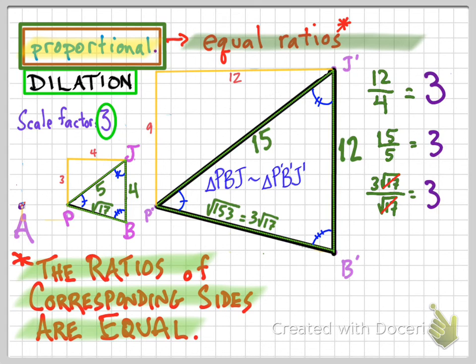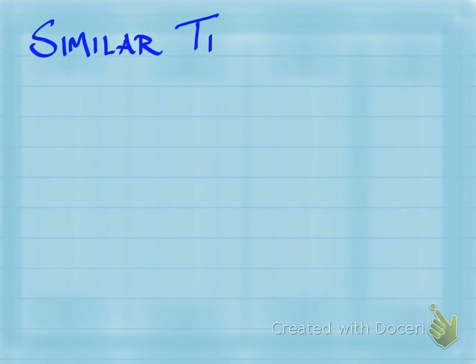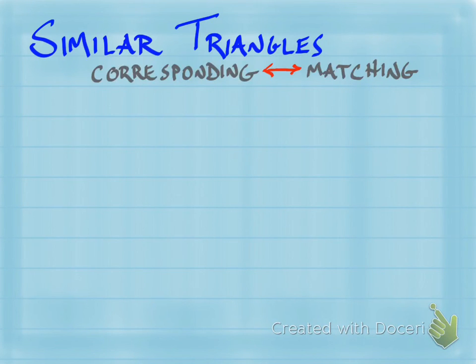Okay? All right, so let's summarize here what we've been talking about in this little video. Similar triangles, or actually any kind of polygon, but let's stick with triangles for a moment. We use the word corresponding a lot when we talk about similar figures, and I want you to think of the word matching if you're not yet totally familiar with the word corresponding. So matching or same position is a good way to think of the word corresponding.